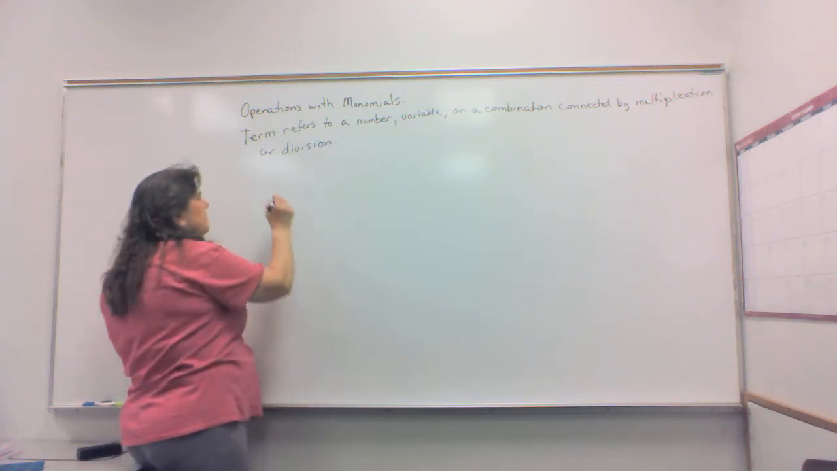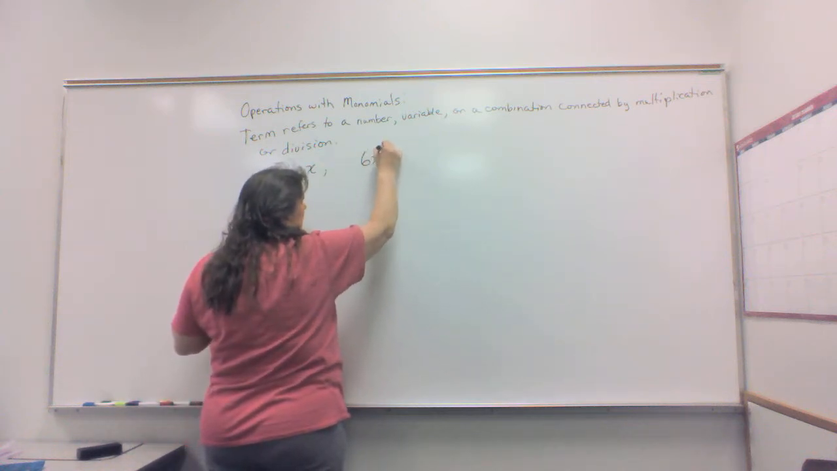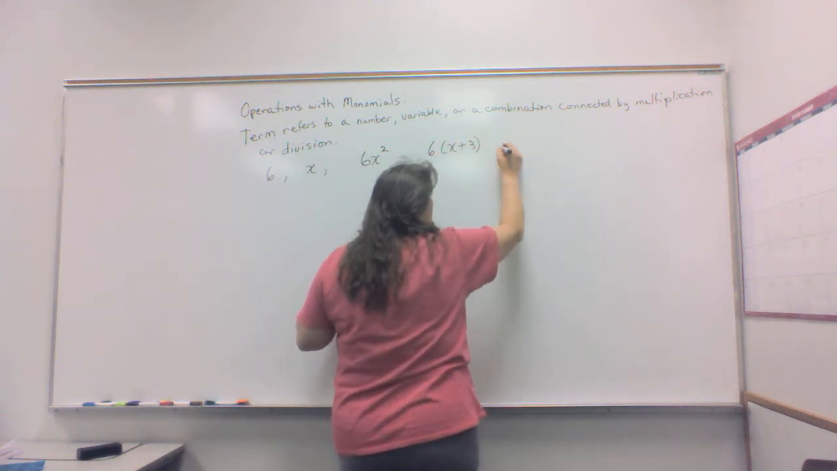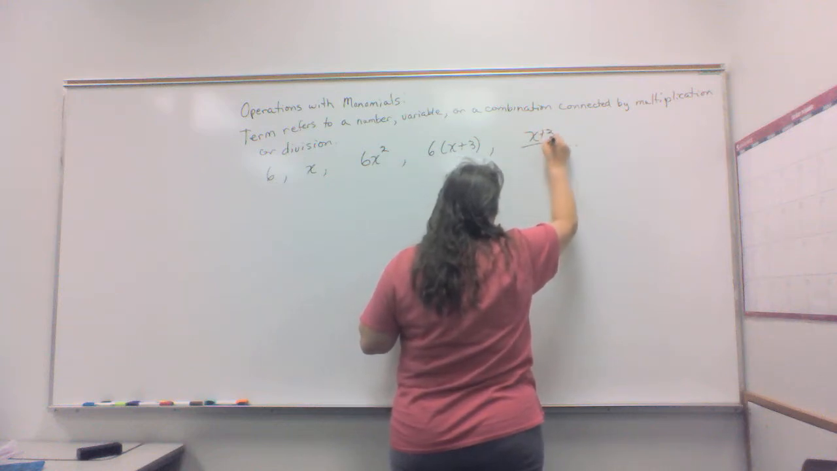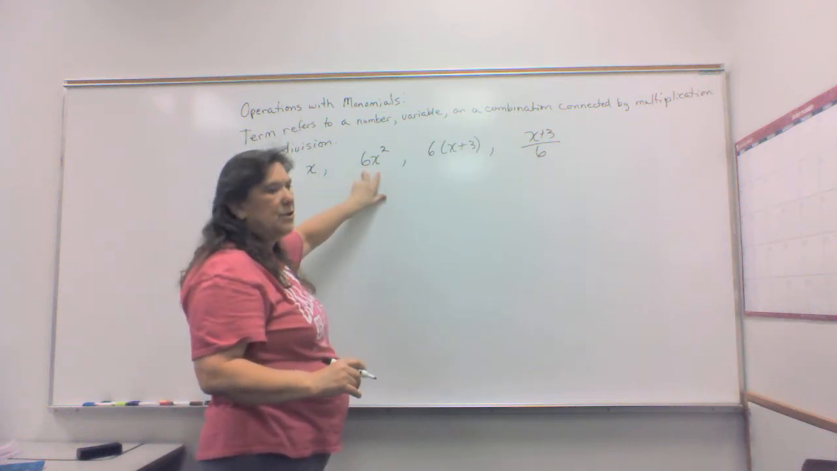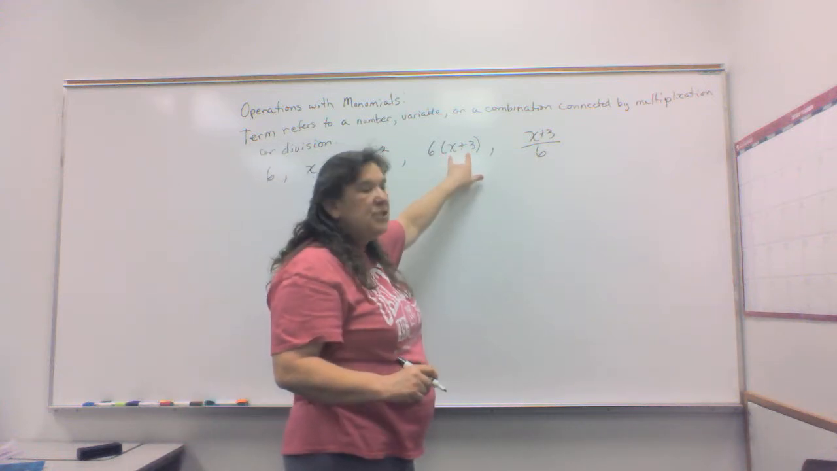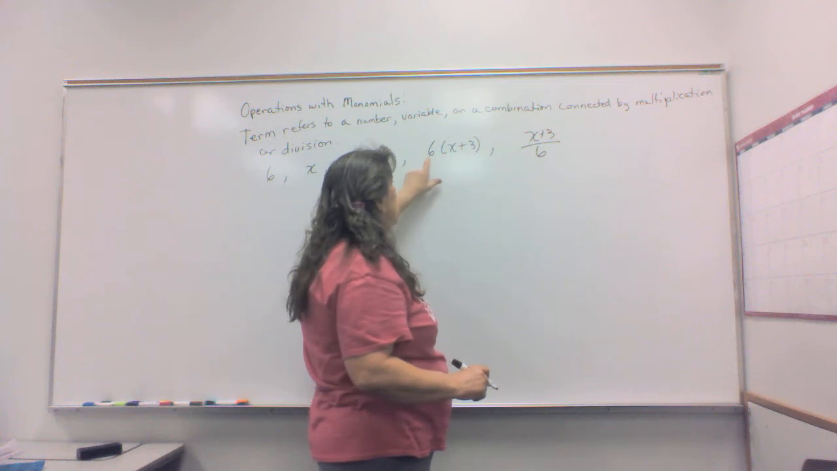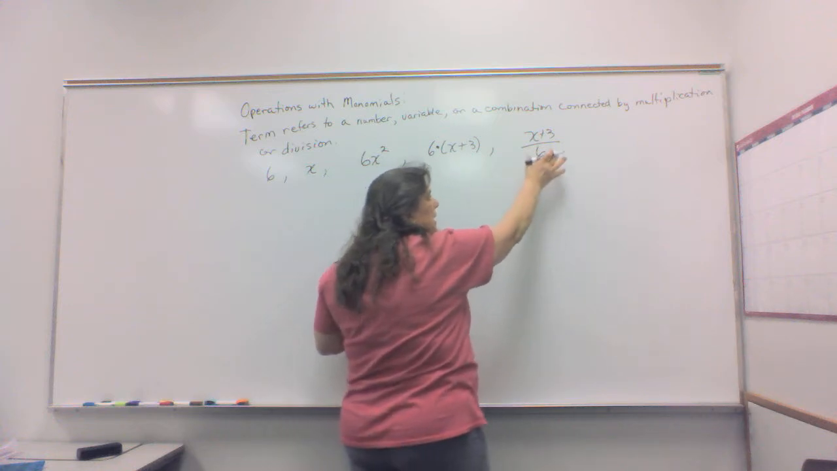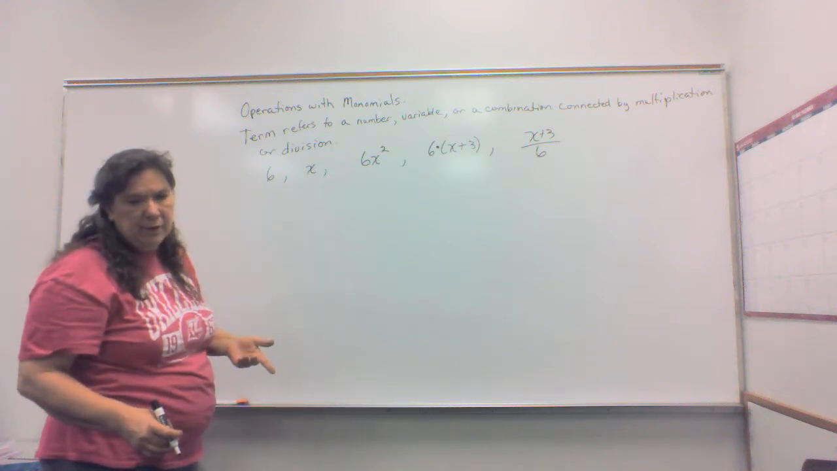So here's some examples of terms. 6x, 6x squared, 6 times (x plus 3), (x plus 3) divided by 6. As you notice, these are just very simply one term. There's nothing that makes it confusing. This one, we have an addition inside of parentheses, and the 6 multiplication connects it together, making it one term. Here the same thing happens with division. So these are all one term.